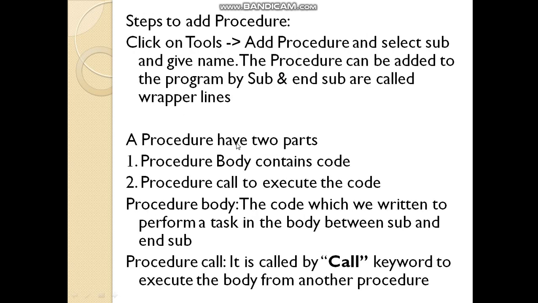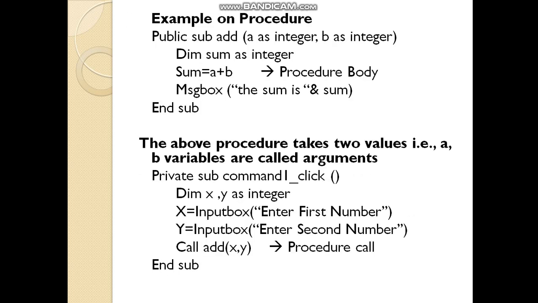A procedure has two parts: the procedure body, which contains the code, and the procedure call, which executes the code. The procedure body is the code which we write to perform a task, placed between Sub and End Sub. The procedure call uses the Call keyword to execute the body from another procedure.